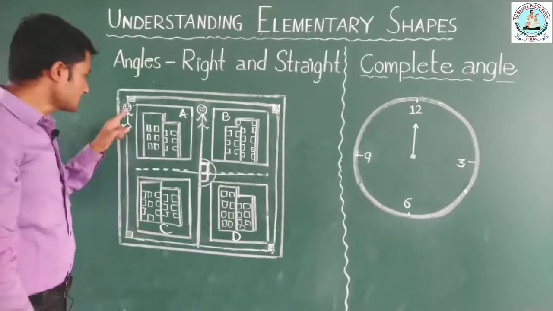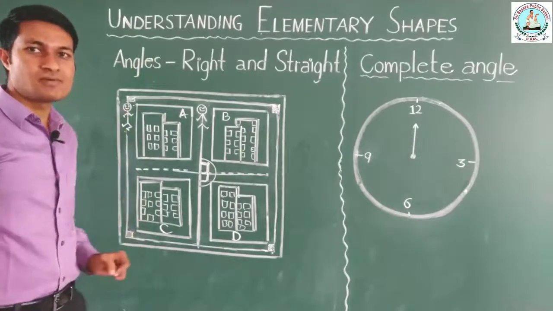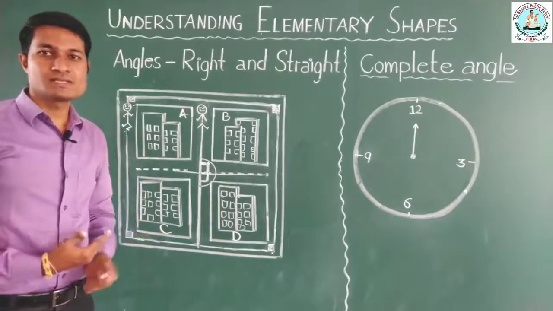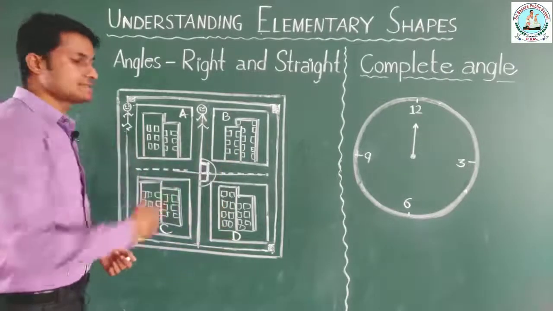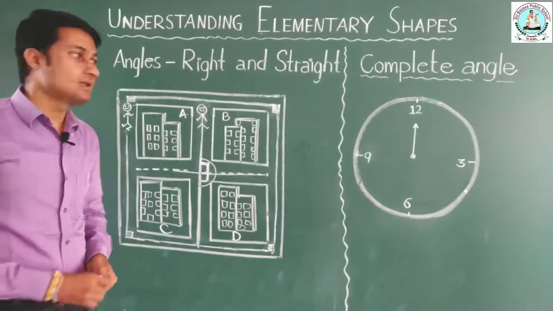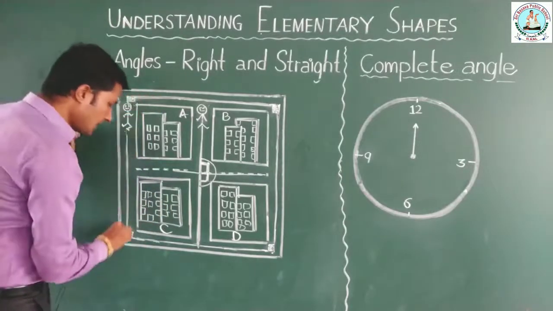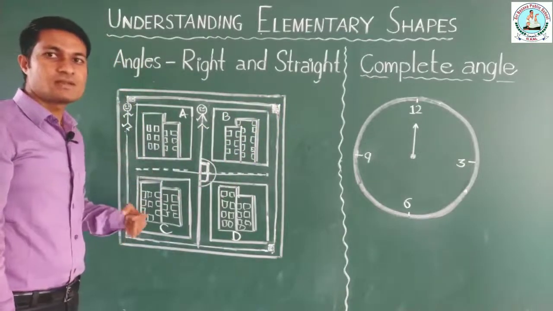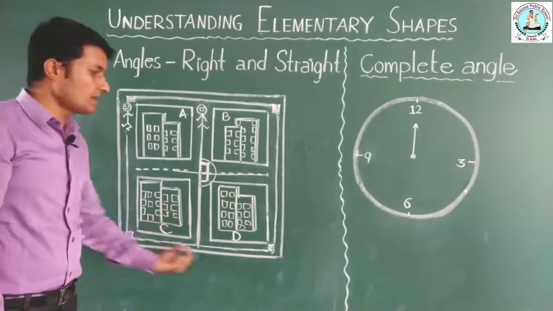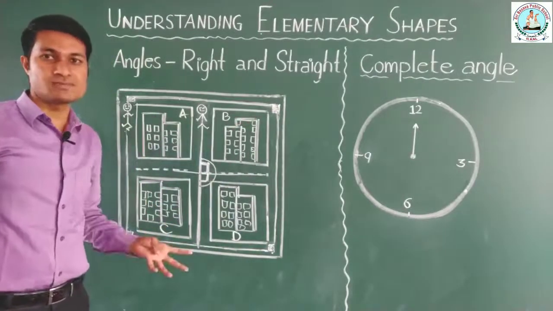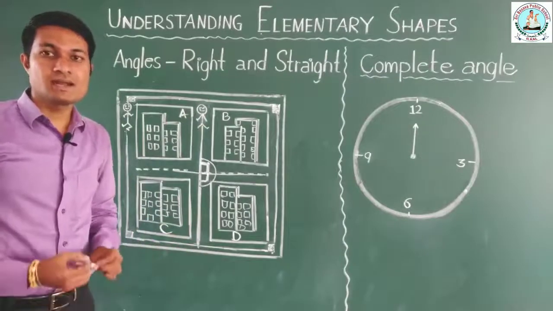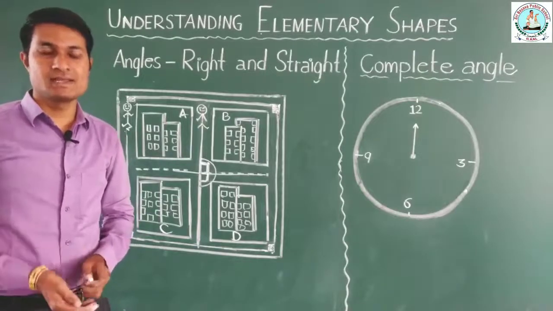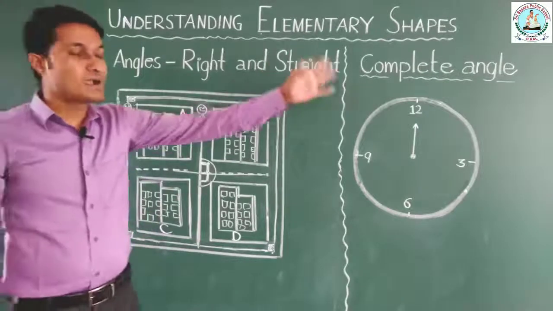So how many right angles has he covered? He has covered 4 right angles. So what is the sum of these 4 right angles? That is 360 degrees. So when you make the complete round about all these apartments, you have made one complete round, and that is why you have covered 360 degrees. So if the measurement of an angle is 360 degrees, then such an angle is called a complete angle.